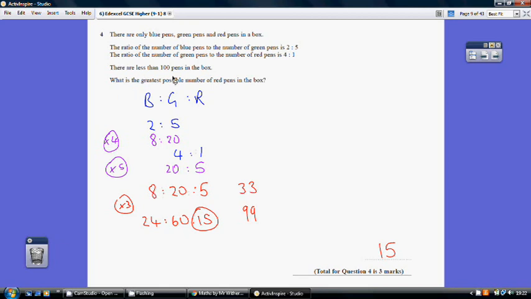So getting as close as we can to 100 pens, we can multiply across by 3, giving us 24 blue, 60 green, 15 red, 99 pens in total. So what is the greatest possible number of red pens in the box, given that the total's got to be less than 100? Well, it's 15.